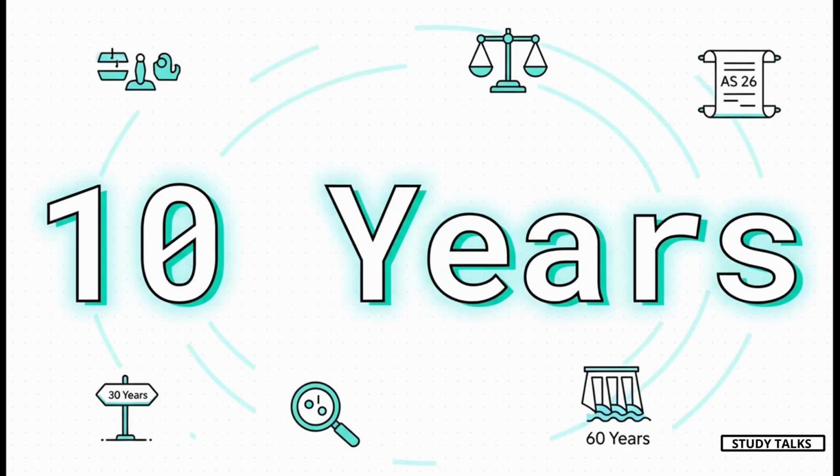The answer is 10 years. But wait, this isn't a strict rule. It's what AS26 calls a rebuttable presumption. Basically, the standard assumes the useful life won't be more than 10 years. But if you have really strong, persuasive evidence that it'll last longer, like, say, a 30-year contract to operate a toll road, then you can rebut that presumption and amortize it over that longer period.